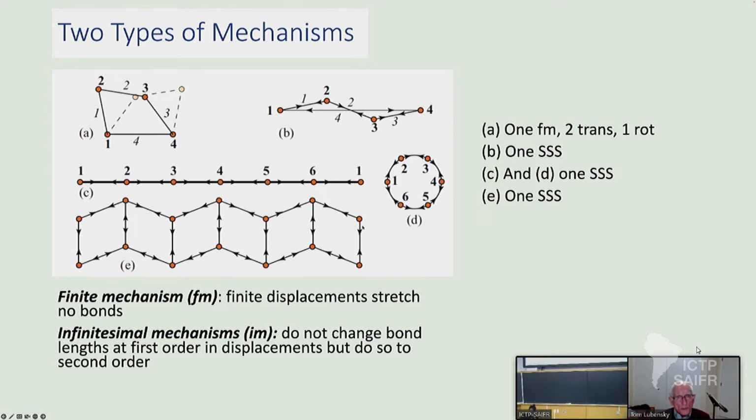And so every one of the sites has a zero force on it. And again, we have the infinitesimal displacements. So just to go over it, A has one finite mechanism, two translations and one rotation. The B has one state of self-stress, which is the one that goes with putting tensions in these bonds so that the total tension in this one is equal to the tension in each one of these, and there's no force. The C and D under periodic boundary conditions have one state of self-stress, as does this one.